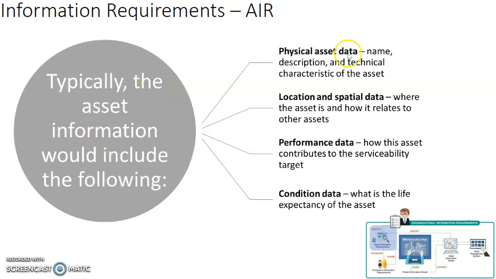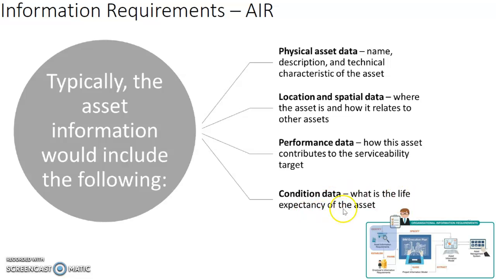Typically, the asset information will include the following. It could be physical asset data, for example name, description, and technical characteristics of the asset. It could be location or spatial data: where is the asset, and how does it relate to the other assets. It could be performance data, how this asset contributes to the serviceability target, or condition data, such as the life expectancy of the asset.